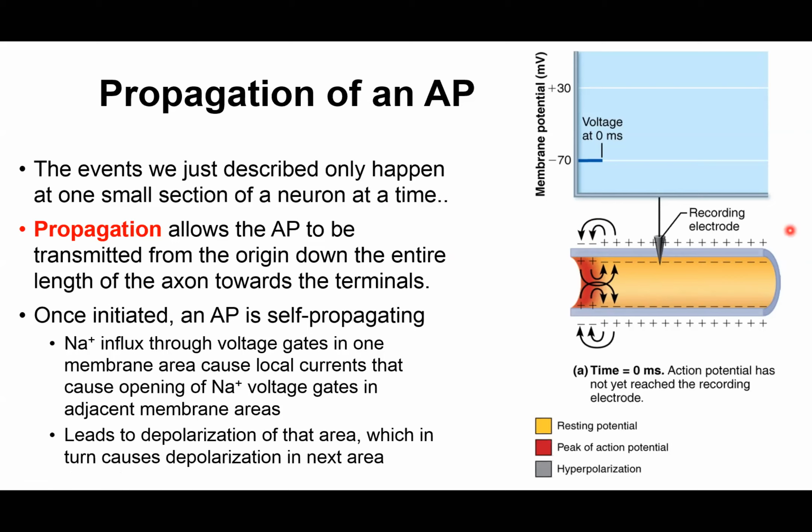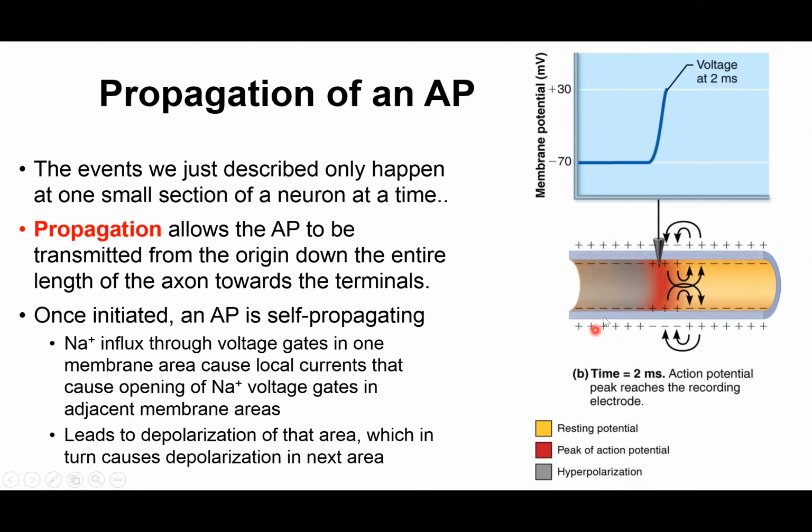Once initiated, so once you've started the action potential at one section, then the action potential is going to self-propagate. It's going to go all on its own down the entire length of the axon, because sodium influx through voltage gates in one membrane area is going to cause local currents that cause the opening of sodium voltage gates in the area that's right next to that area, and then that's going to cause the depolarization of the next area. And so that's kind of what you're seeing along this graph here.